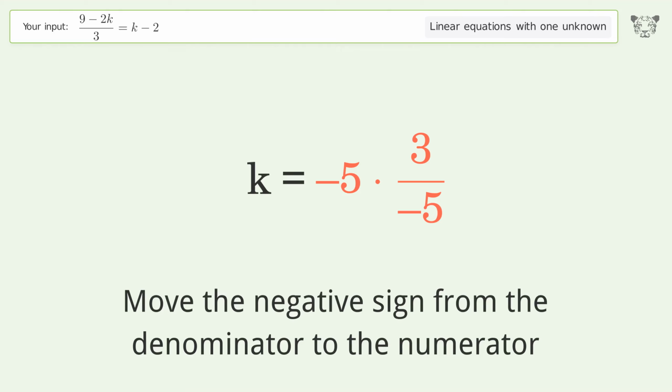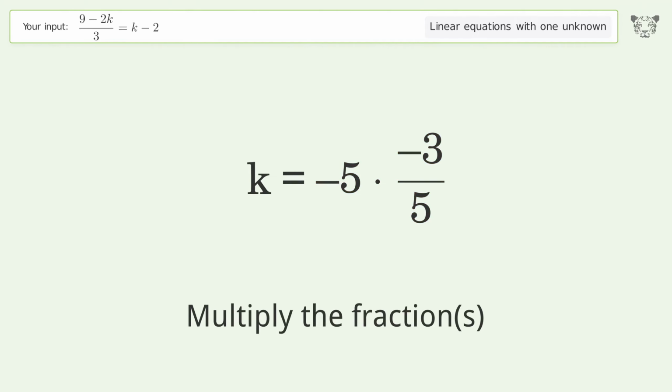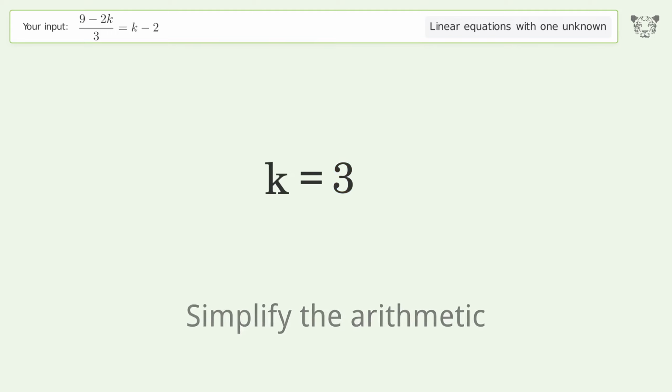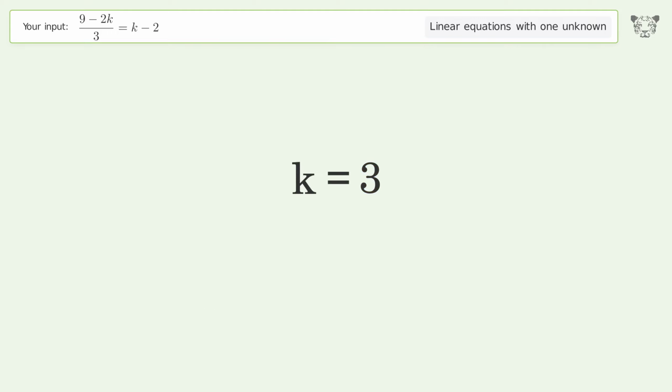Move the negative sign from the denominator to the numerator. Multiply the fractions. Simplify the arithmetic. And so the final result is k equals 3.